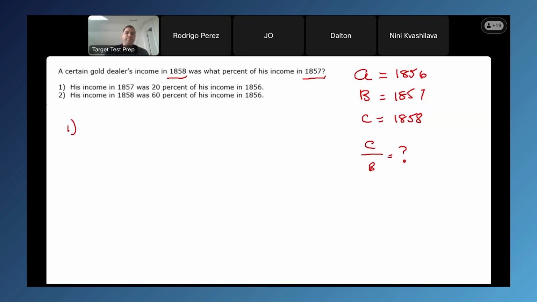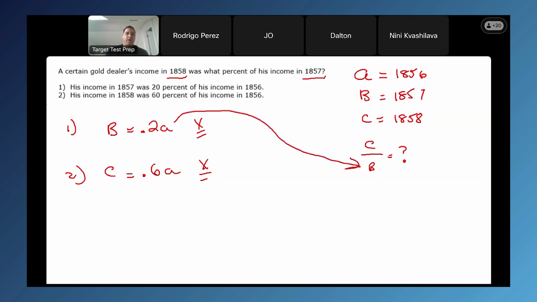Statement 1: 1857, which is B, was 20% of 1856, so that's 0.2A. That's not enough information to solve, so statement 1 is out. Statement 2: 1858, which is C, is 0.6 of 1856. That's out too. Now, you shouldn't have to spend too much time getting to a place where you know that this is sufficient. So this is where you've got to save time.